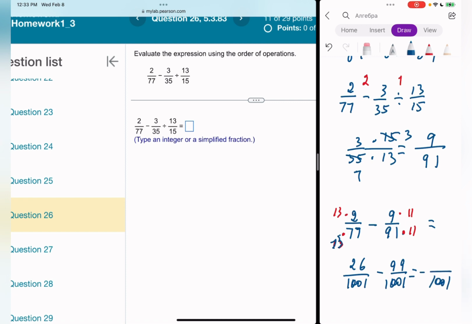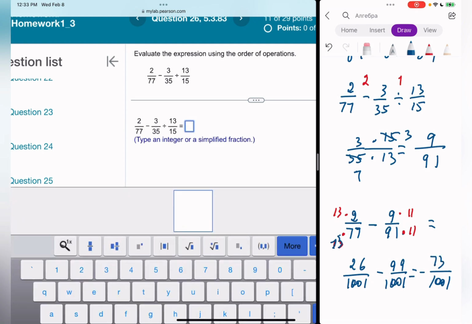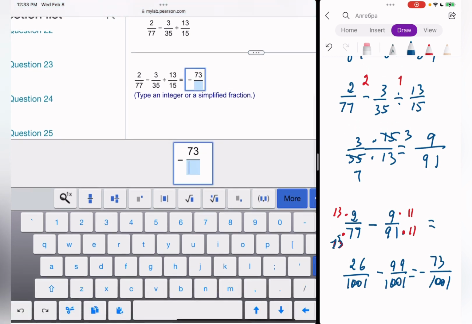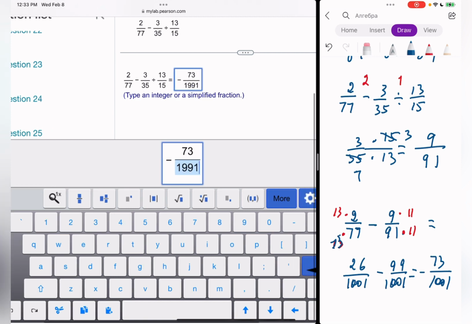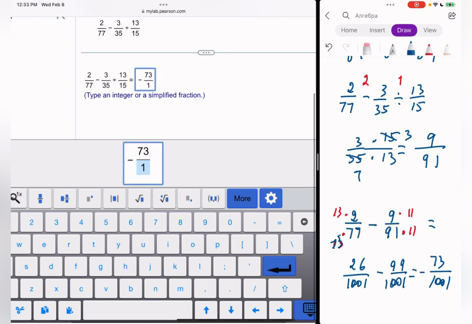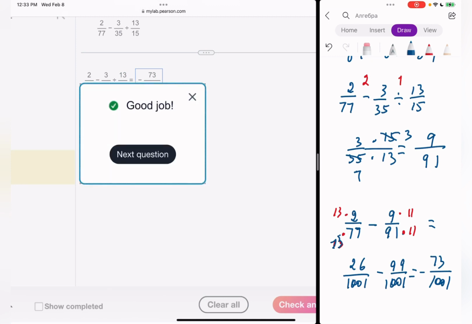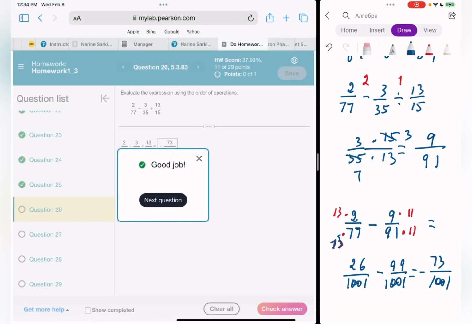Why? Because 26 minus 99, we are getting negative 73. Finally, it's going to be negative 73 over 1001. Oops. Ooh. I thought I did some mistake somewhere.